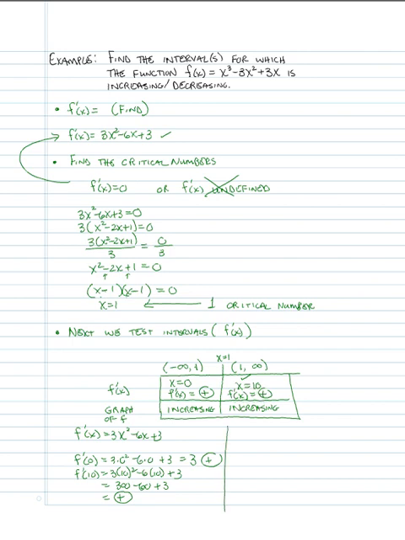Okay? And so what we could answer now is that f is increasing for all values. It's increasing on the interval from negative infinity to infinity because it's increasing to the left of 1 and to the right of 1. So that's the way we would actually answer this. It's never decreasing, is it? It's never decreasing.